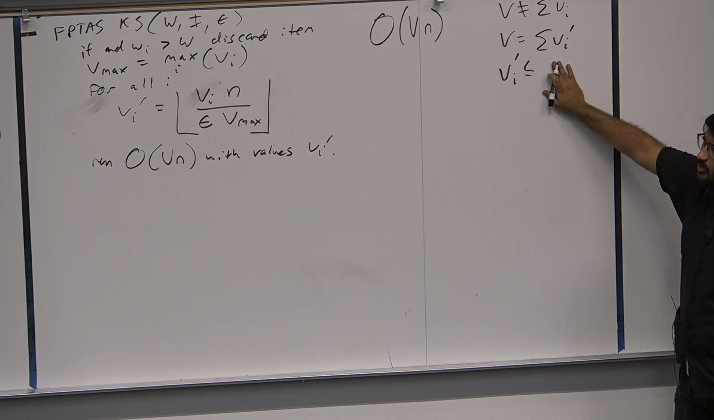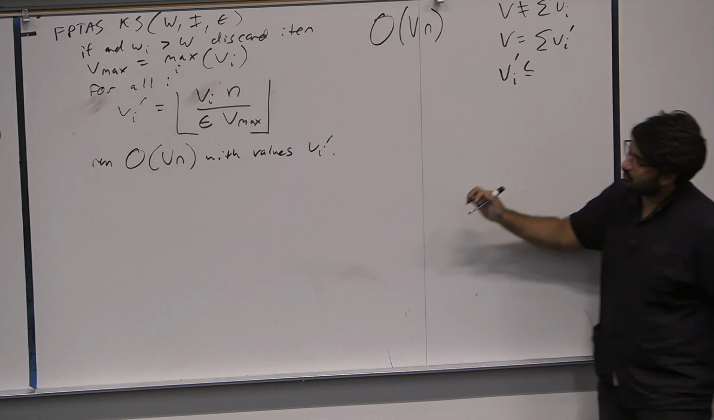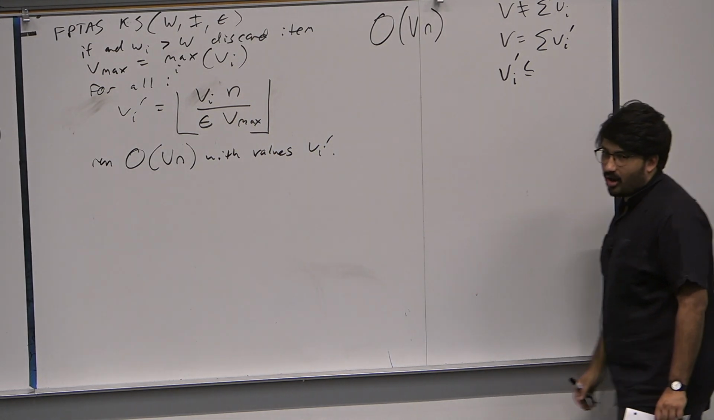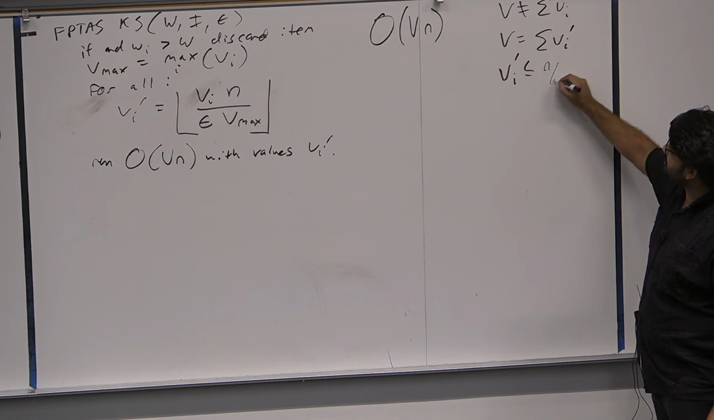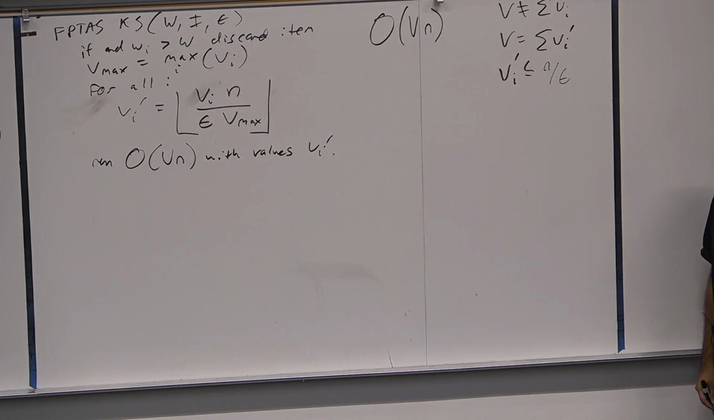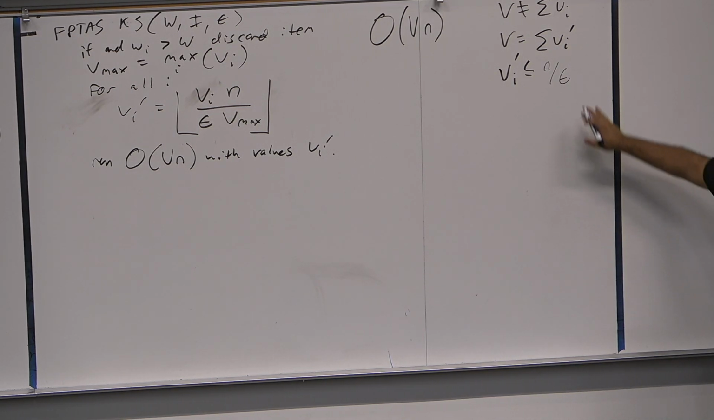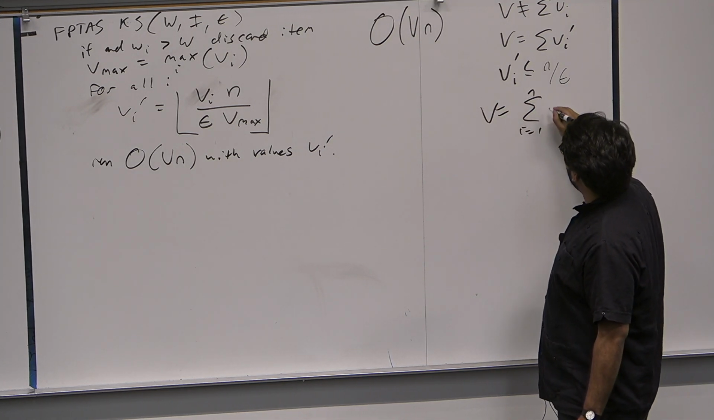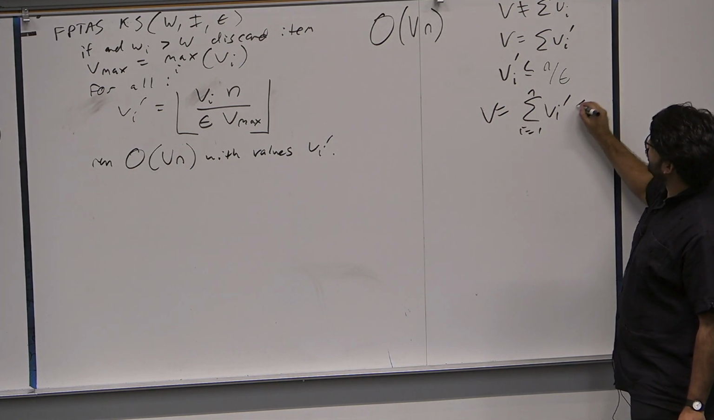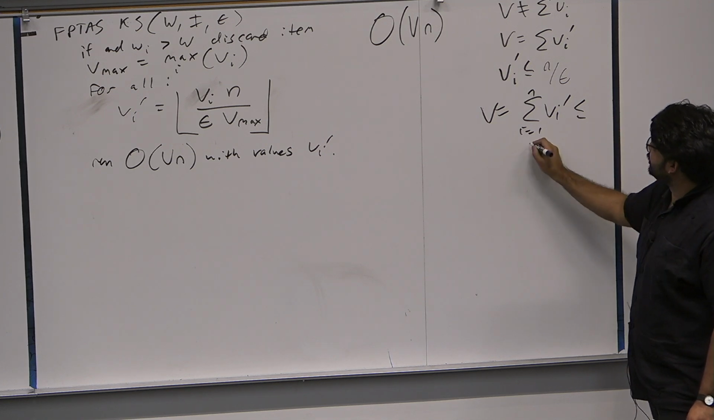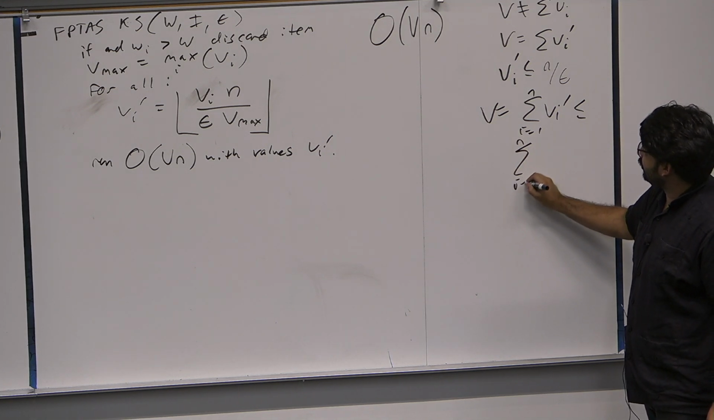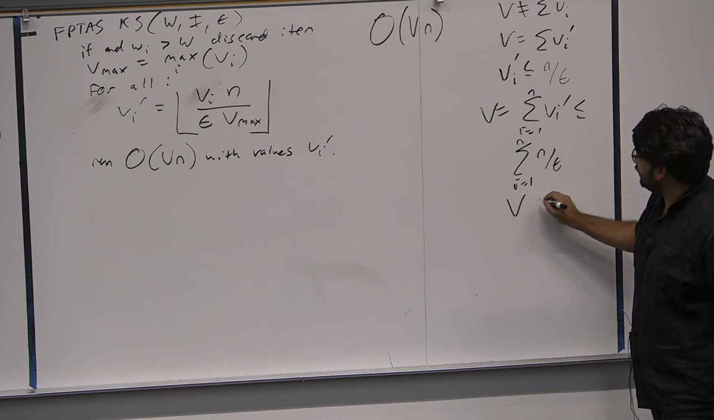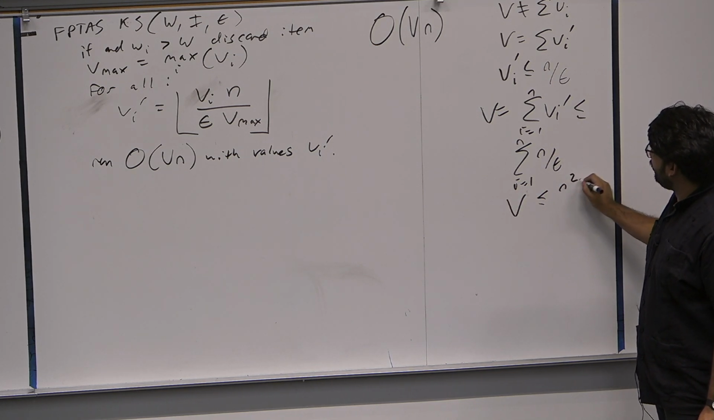I'll tell you, because we want the runtime in terms of n and epsilon. Let's just ignore everything except that n and epsilon, right? So we know vi prime is less than or equal to n over epsilon. So v is then equal to the sum of i equals 1 to n of vi prime, which is less than or equal to the sum of n, i equals 1 to n of n over epsilon, which means v is less than n squared over epsilon, right?